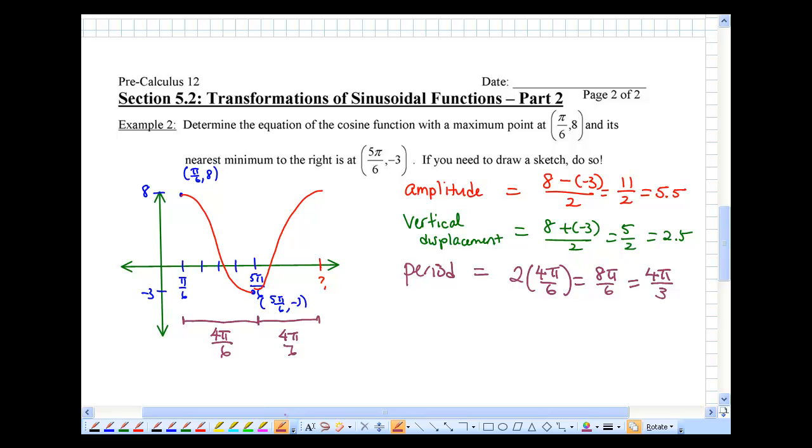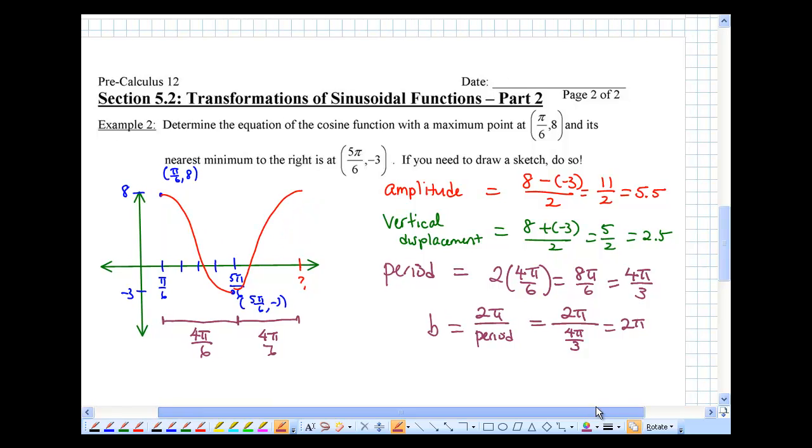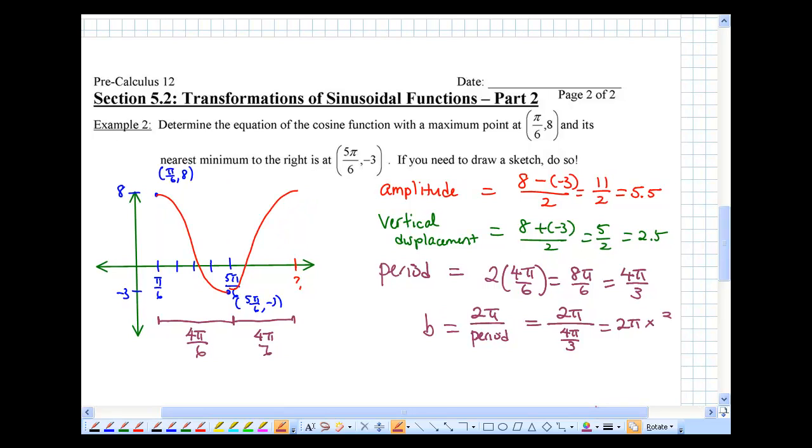Now remember, this is the period, but what we're looking for really is the b value. So the b value is always 2 pi divided by the period. And so we'll take 2 pi divided by 4 pi over 3. That looks messy, so we'll rewrite this as 2 pi times 3 over 4 pi. Remember, dividing is the same thing as multiplying by the reciprocal. That's 2 over 1, so 2 pi times 3, 6 pi over 4 pi. I think that just leaves us with the number 3 over 2.